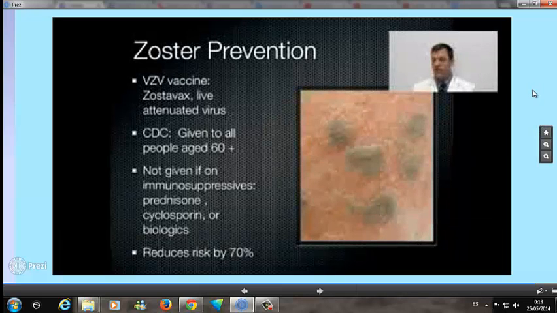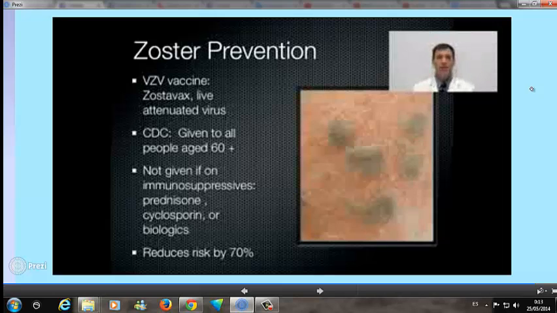Zoster prevention. There is a vaccine known as Zostavax. It's a live attenuated virus, so that means it's the varicella virus, but in a weakened form. The CDC recommends that all people age 60 and over receive the Zostavax to prevent zoster.